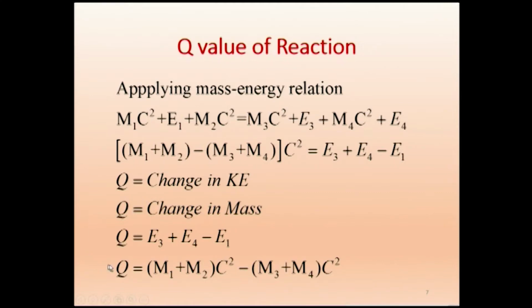So the change in mass we write this way. This is the initial mass M1 and M2, and this is the final mass M3 and M4. What you need to remember is that the initial mass will be larger because there is going to be a decrease in mass. This initial mass M1 plus M2, minus the final mass M3 plus M4, that is the Q value. Of course, the c squared is there; we have just taken out c squared. So this is the expression for the Q value in terms of kinetic energy and in terms of mass.